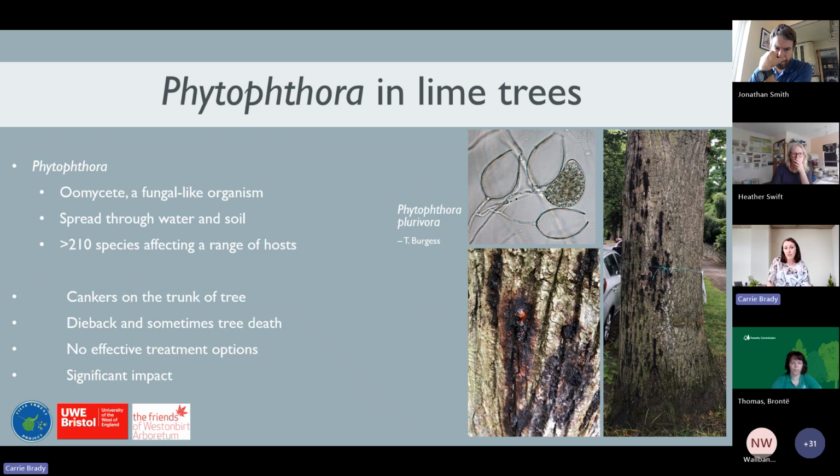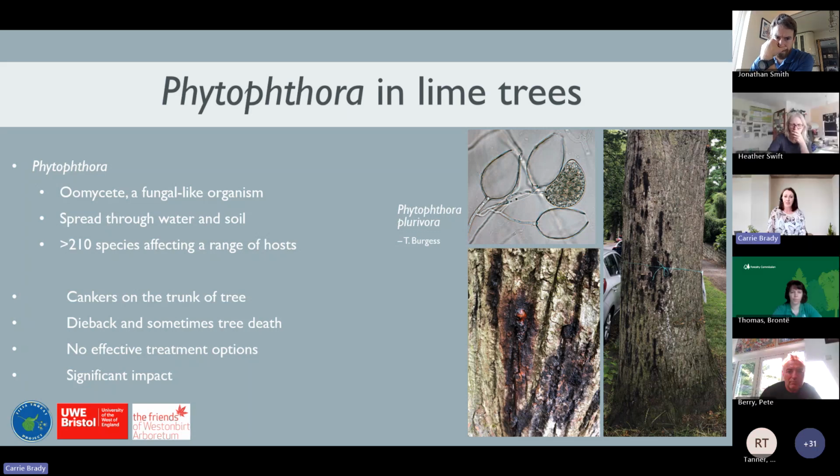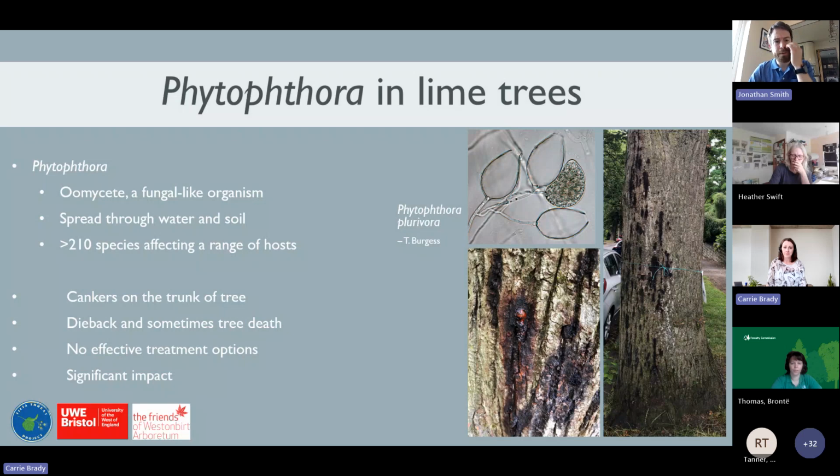Now, lime trees do have a reputation of being resilient towards diseases. But despite this, there have been increasing reports of Phytophthora infections in lime trees over the past decade or so. I'm sure you all have heard of Phytophthora. It's a genus that consists of a diverse range of pathogenic oomycetes that are spread through water and soil. And it's a genus that has more than 200 species, causing disease on a range of hosts. The more commonly known ones are probably Phytophthora ramorum and Phytophthora infestans.